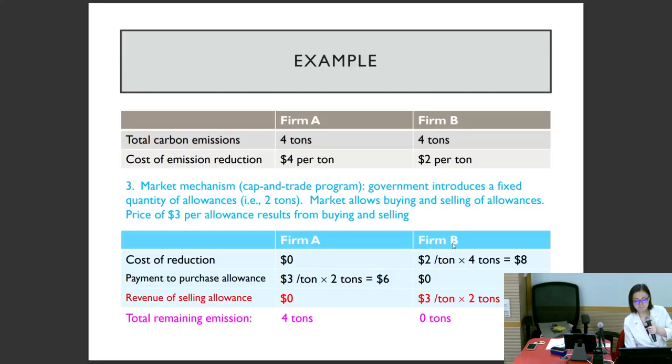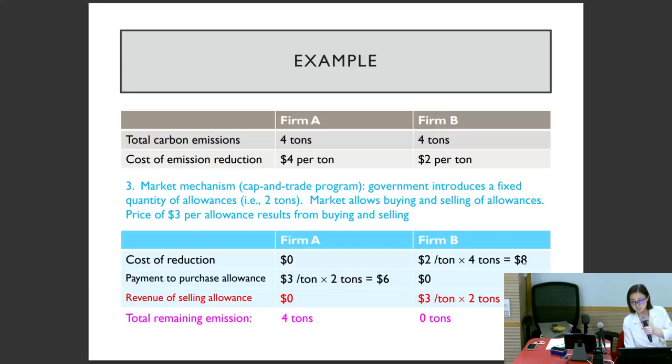And for firm B, it is very cheap to reduce their emissions. So they have 2 permits. And for firm B, they will reduce their emissions as far as possible, such that they can sell the 2 permits they have to the market. So they will spend $2 per ton to reduce their emissions and reduce 4 tons. So reduce all of their emissions.